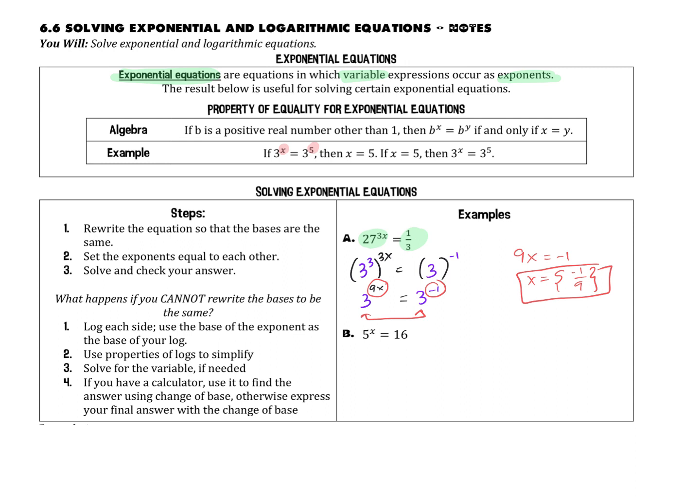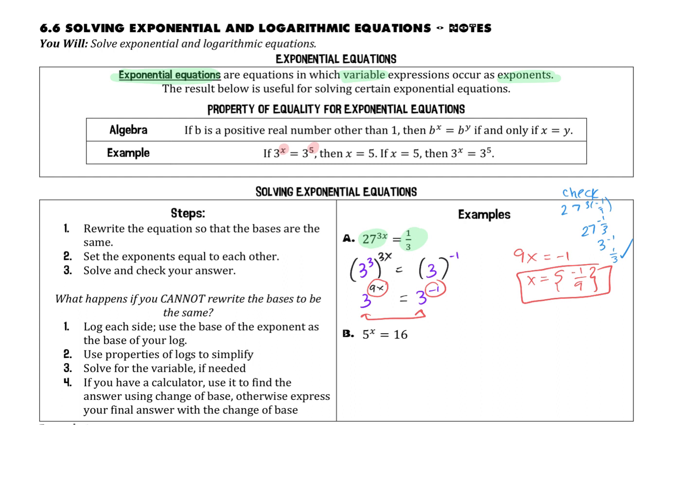And just like we learned before, we could actually check our answers to make sure that this is true. So 27, I'm going to come up here, check. 27 to the 3 times negative 1/9. That's the same thing as 27 to the negative 1/3. 27 to the 1/3, the cube root of 27 is 3, so this is 3 to the negative first, which is 1/3. So we know that we're right. So if possible, always start by rewriting the bases as the same number.